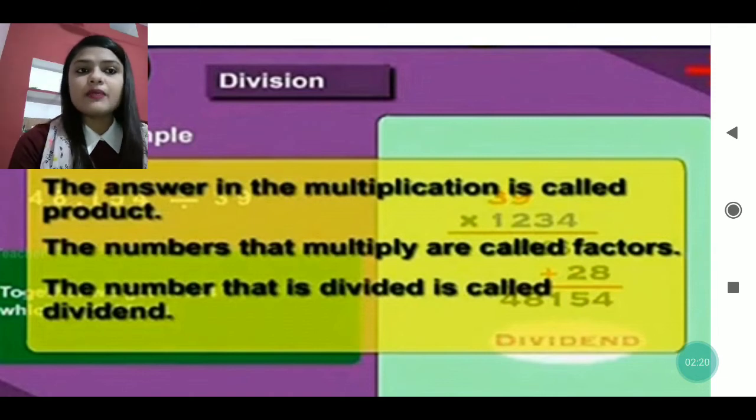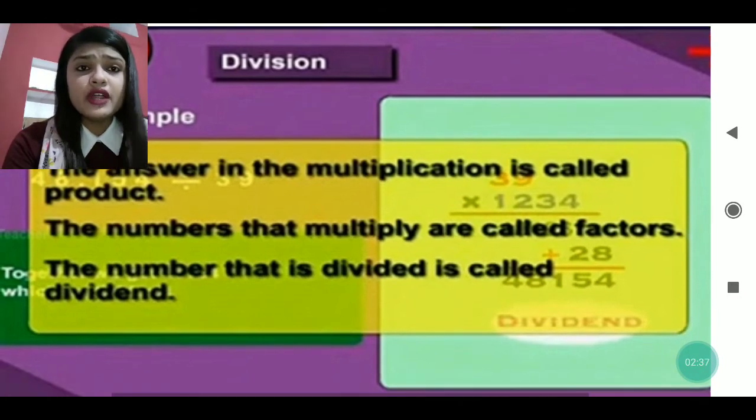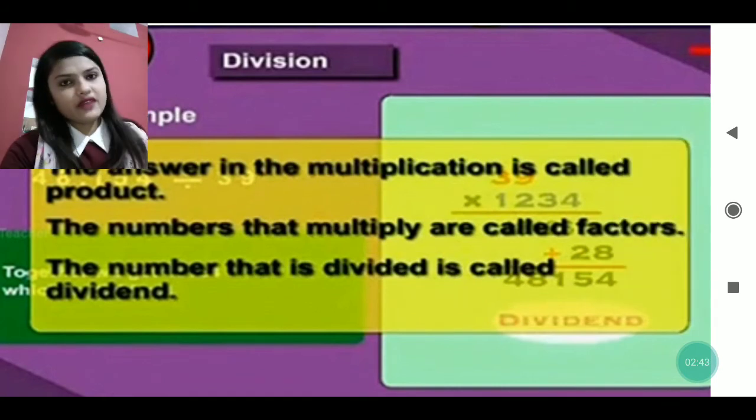The answer in multiplication is called the product. Why are we discussing multiplication here? Because division has a relation with multiplication too. When we do division work, multiplication also comes in. That is why we are talking about the answer we get, which is the product.